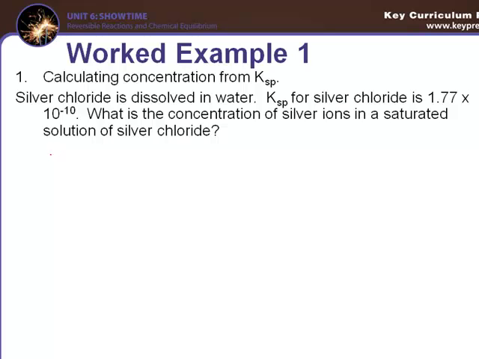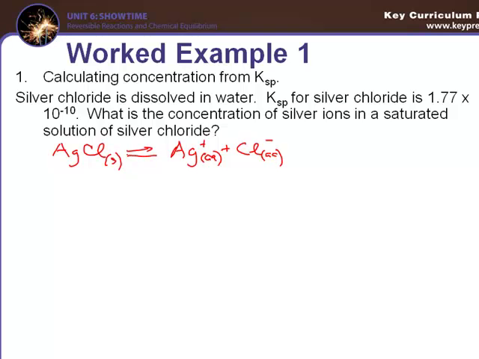In this example, we're going to look at silver chloride, and we're going to try to calculate the concentration from the KSP value. So, for silver chloride, it says silver chloride is dissolved in water. First thing we should know is silver chloride, when dissolved in water, dissociates into silver ions and chloride ions. These are both aqueous, with the silver chloride being solid.